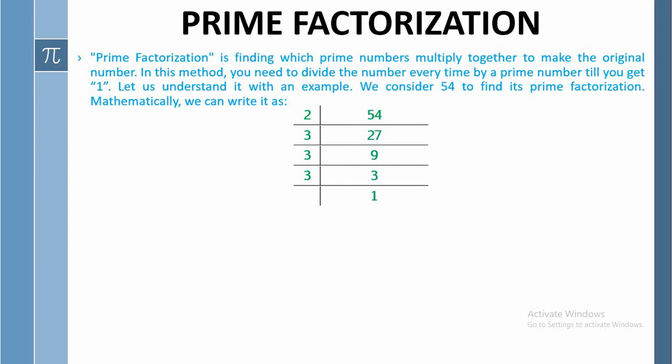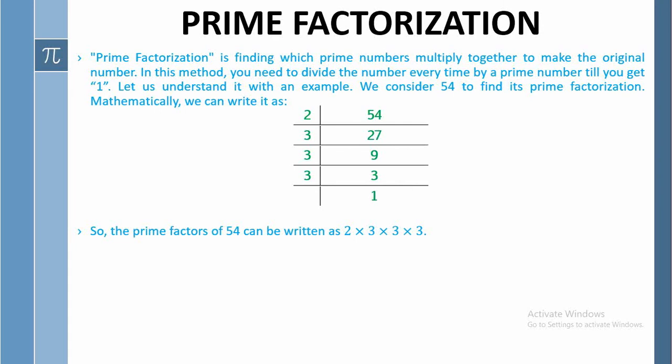By this procedure, we now have the prime factorization of 54, which can be written as 2 multiplied by 3 multiplied by 3 multiplied by 3. In this method, you only need to divide every number every time by a prime number and then write it down as shown on the screen. So 54 can be written as 2 times 3 times 3 times 3. This is the prime factorization. You can check it yourself by solving many questions from your book.